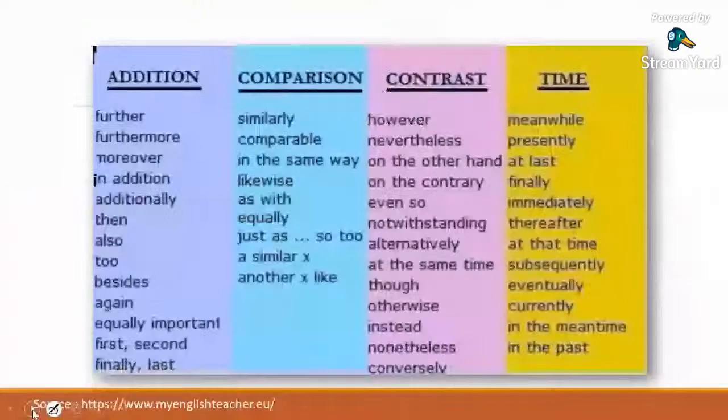Okay, next we have all the other connectors. For example, in addition. Okay, this is taken from www.myenglishteacher. You can look at some of the explanation there. So let's look at addition. We have addition here. You have further. Just now we have furthermore, moreover. Okay, in addition. Then also, too, besides, again, equally important. So you have first, second, finally, last. Okay, these are the words that you can use in this report. So this is important. Compare, normally you don't use. You can use later. Contrast also you seldom use.